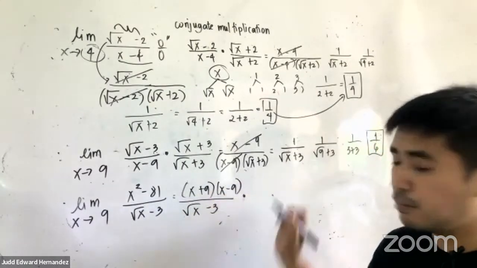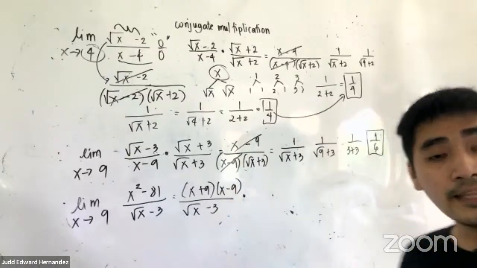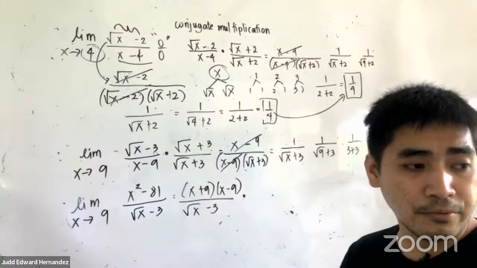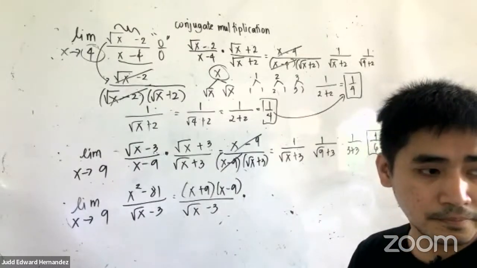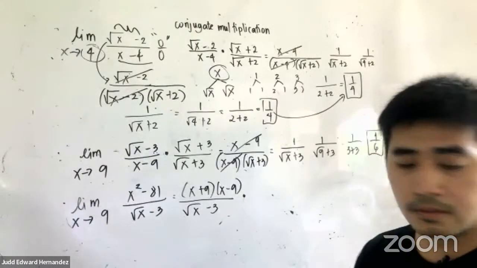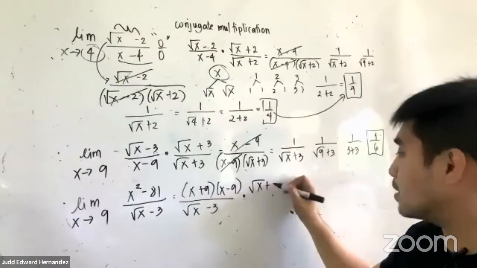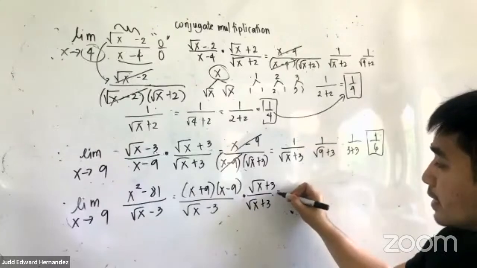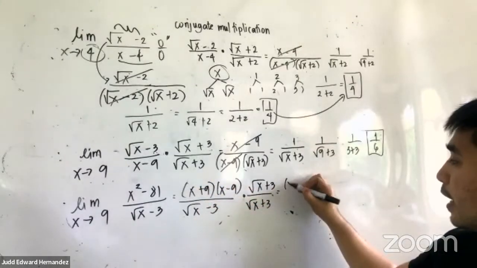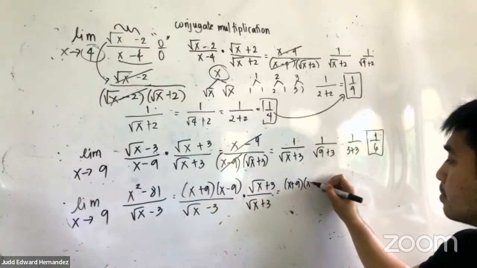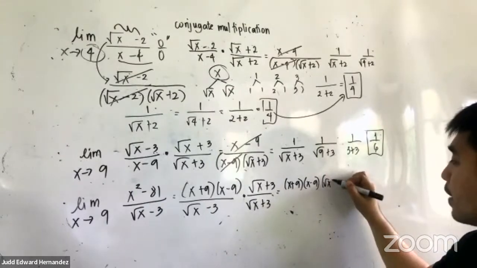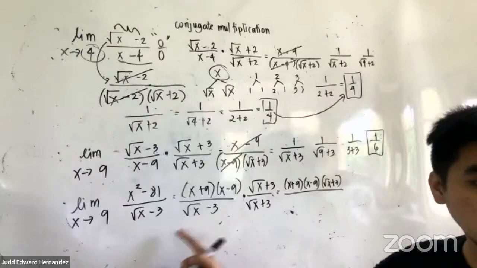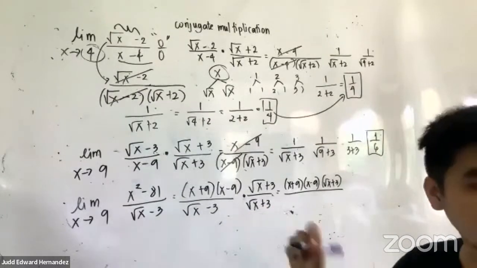Saan naman natin siya i-multiply ngayon? Kasi na-factor na natin. Sa conjugate naman tayo. Okay guys, saan natin i-multiply? Where do we multiply this one? Square root of x plus 3 over square root of x plus 3. Okay, yung taas, hayaan lang natin siya na maging x plus 9 times x minus 9 times square root of x plus 3 over, okay, anong mangyayari pag binultiply natin itong dalawa na to na nasa denominator?